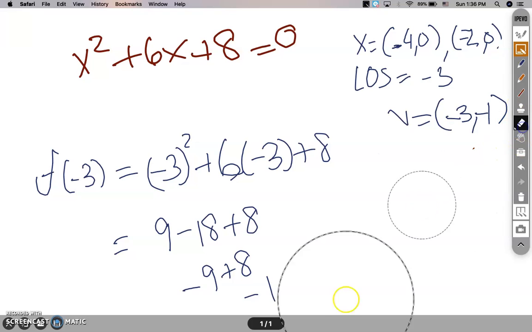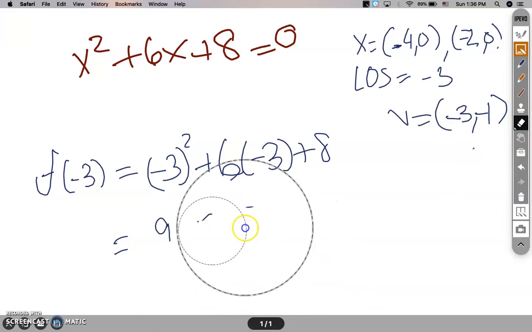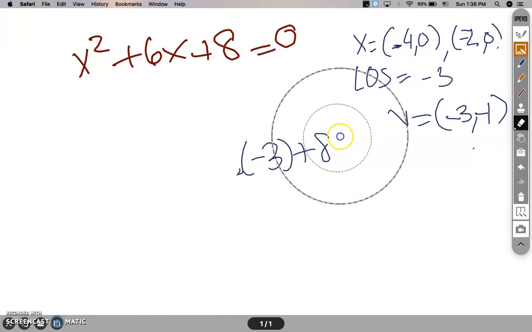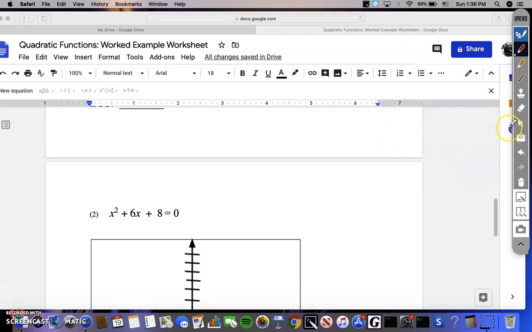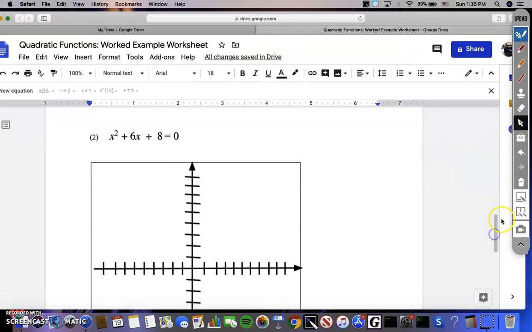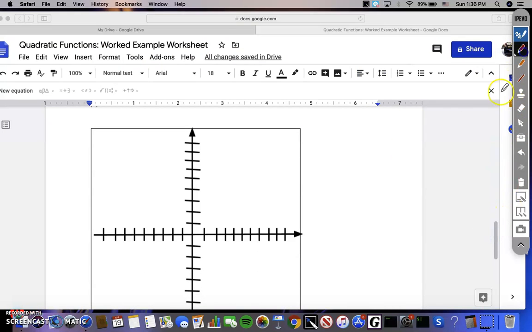So now we've gathered all the data we need. Now I'll just put it in graph form, okay? We can graph the parabola. First, start off with the x-intercepts, negative 4 and negative 2. So let me scroll down a bit. Negative 4: 1, 2, 3, 4, negative 4, and the other one was negative 2, I believe, right? Now let's head back to here.